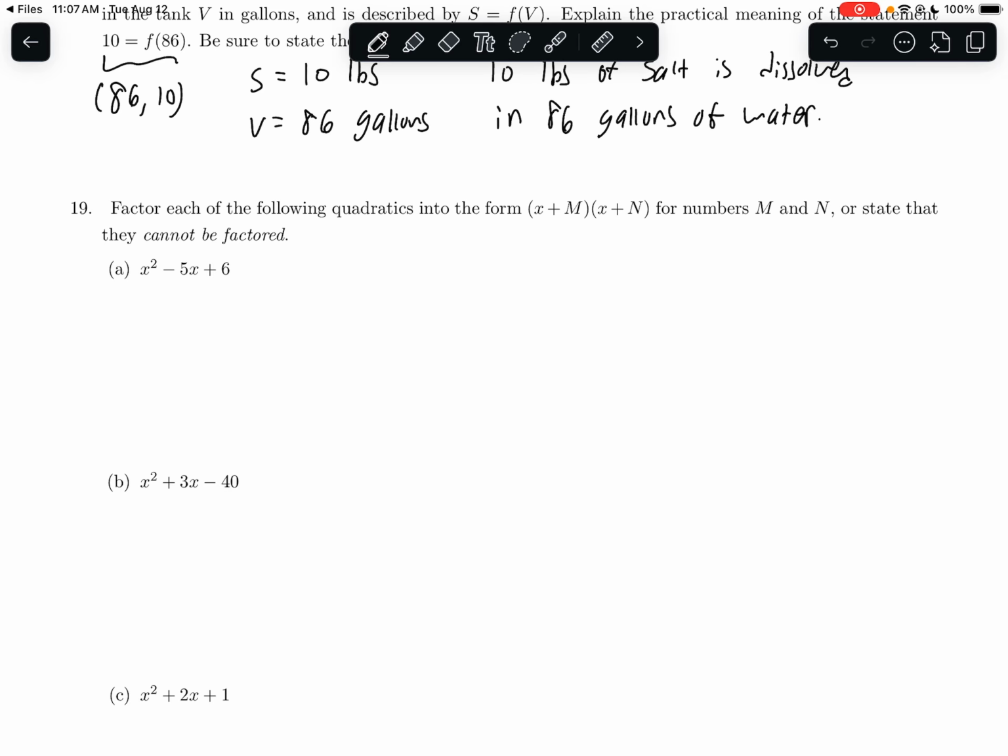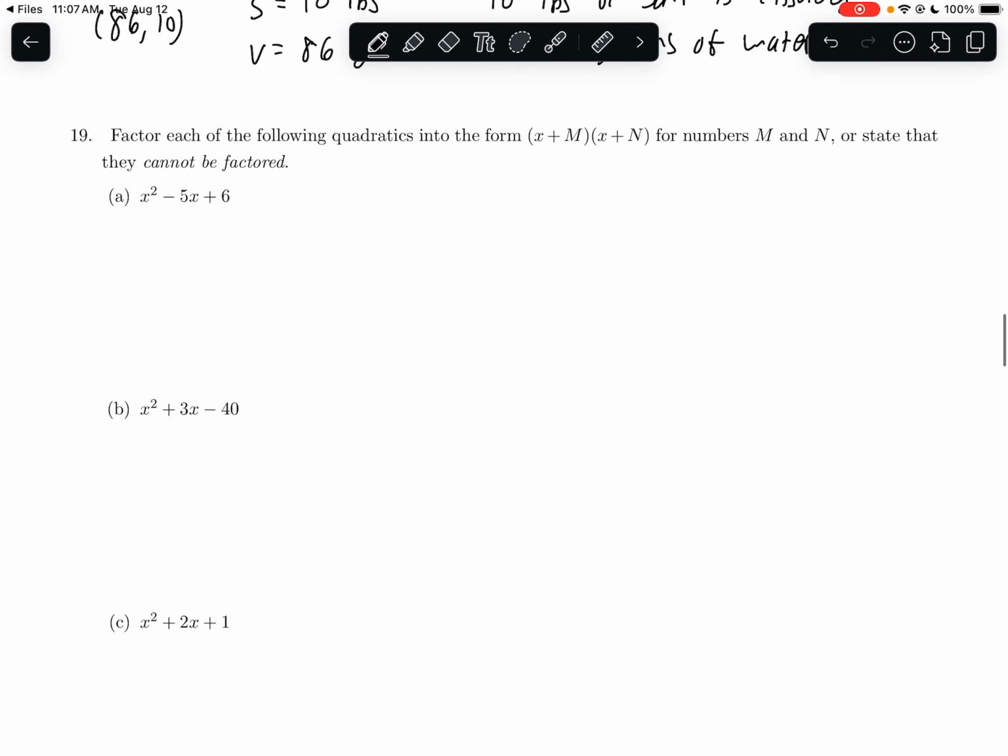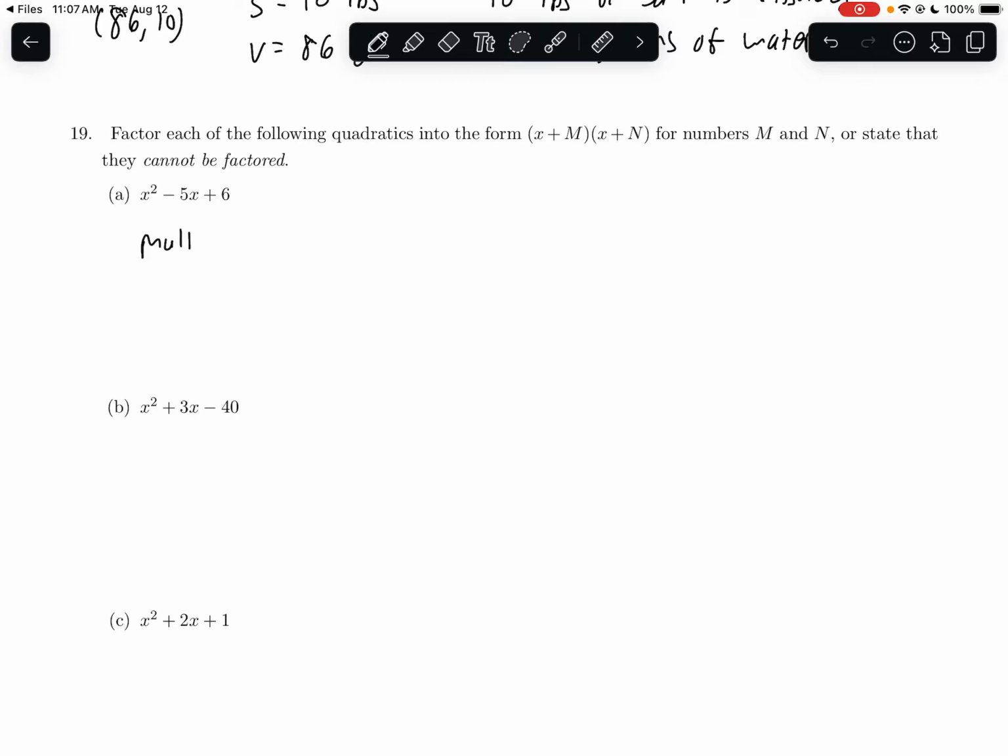Factor these equations, or say that they cannot be factored. Spoiler, all of these can be, so you should get factorizations for all of these. So what do you need? You need two numbers that multiply to 6, the constant term, and they have to add to -5.